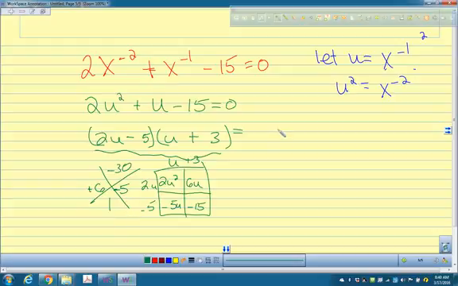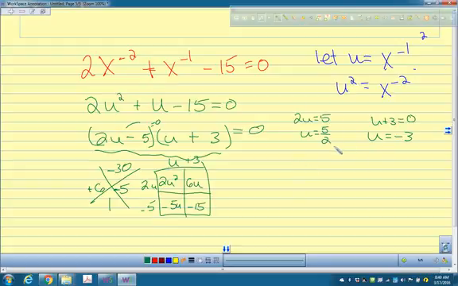So in any case, then I solve this, okay? I say 2u equals 5, which means that u equals what? If I set this equal to 0, what's u equal to in this case? What's 5 divided by 2? 5 over 2, okay? Here I say u plus 3 equals 0. U equals negative 3.